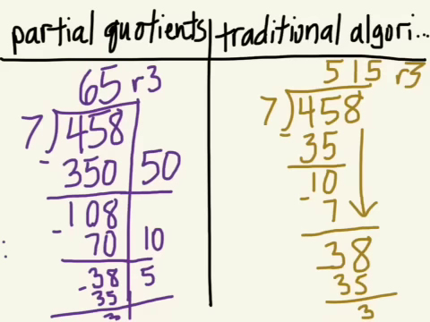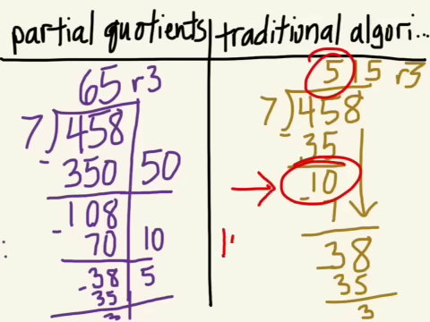Something has gone very wrong, and where she went wrong was right here. She could have taken out more groups of 7 than just 5. And we know by looking at how many were left when we subtracted. 10 is greater than 7. So with the traditional algorithm, you have to get it just right.